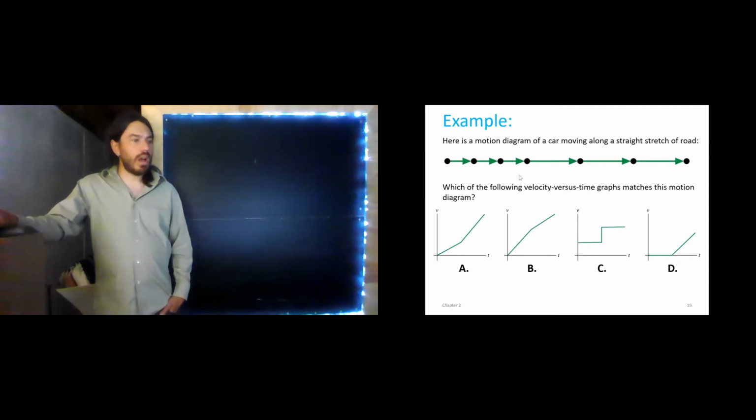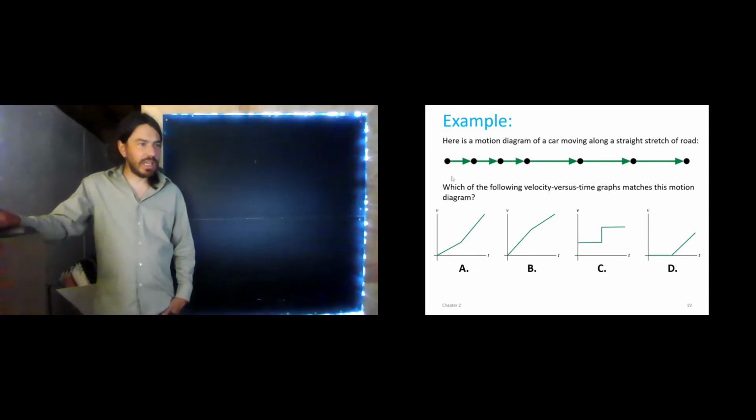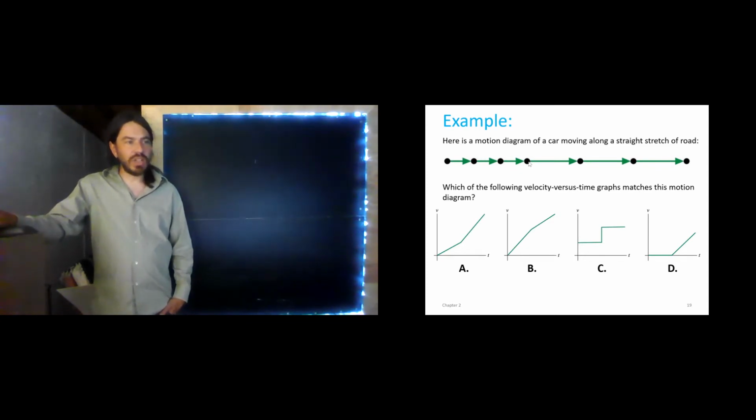Well, let's see. It starts off with a low speed, and then it jumps up to a higher speed, doesn't it? But I don't see a changing velocity here. This looks like, to me, a constant lower speed, and this looks like a constant higher speed. So let's look through these. A. Could it be A?